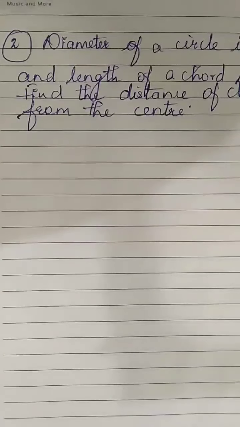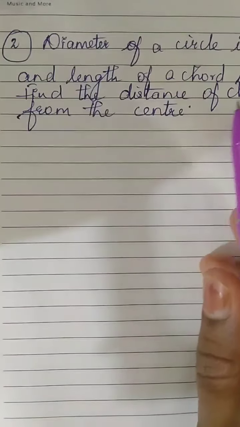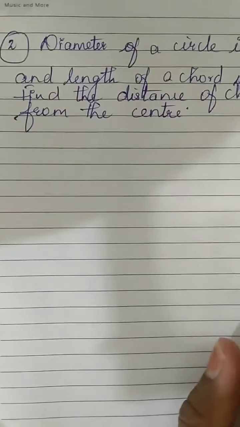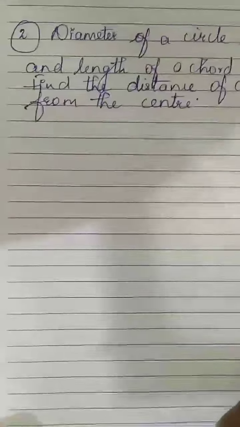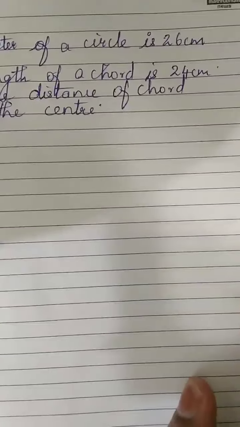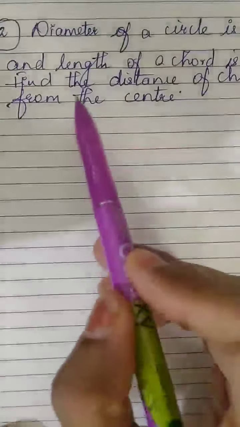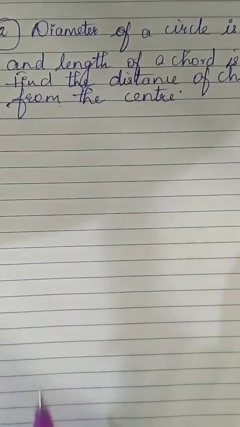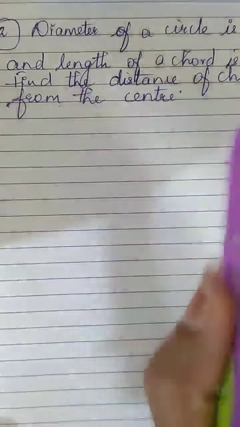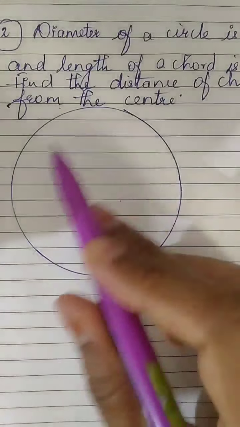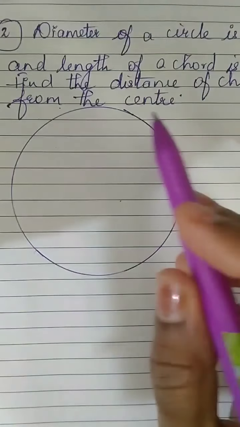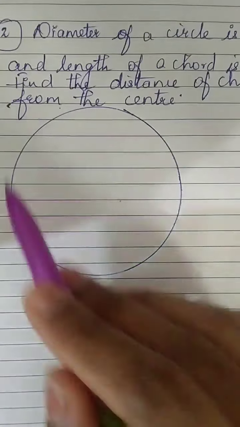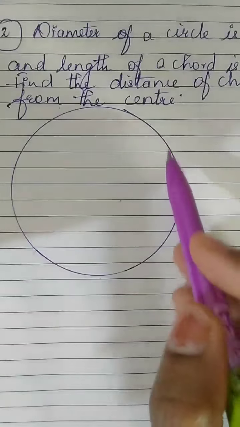Okay, now moving on to the second question. Diameter of circle is 26 centimeter and the length of a chord is 24 centimeter. Find the distance of chord from the center. First, let us make our circle ready and we will show all these details. I have taken a bigger circle. You can decrease the size of the circle. For proper understanding, I have taken a bigger circle.